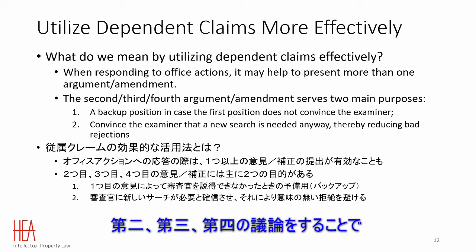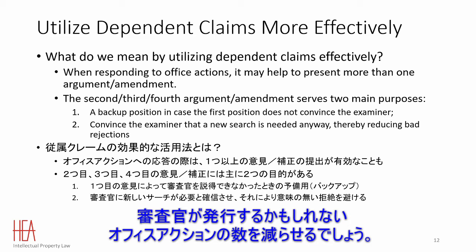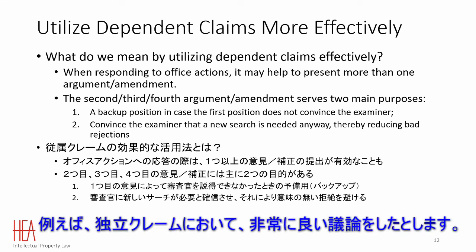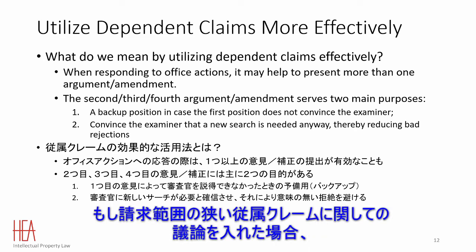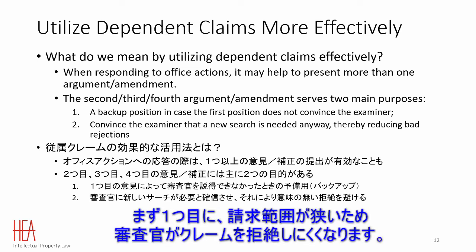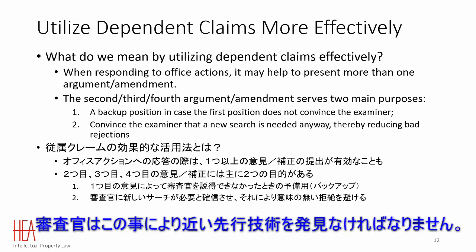So if we can make a second argument or a third argument or a fourth argument, it's going to reduce the number of office actions potentially that the examiner issues. So, for example, in our independent claim, let's say we have a pretty good argument, but maybe the examiner will agree with it, maybe he won't. If we put in arguments for a narrower dependent claim, number one, it's just going to be more difficult for the examiner to reject the claim because it's narrower. So he's going to have to find prior art that's closer to what we're doing.